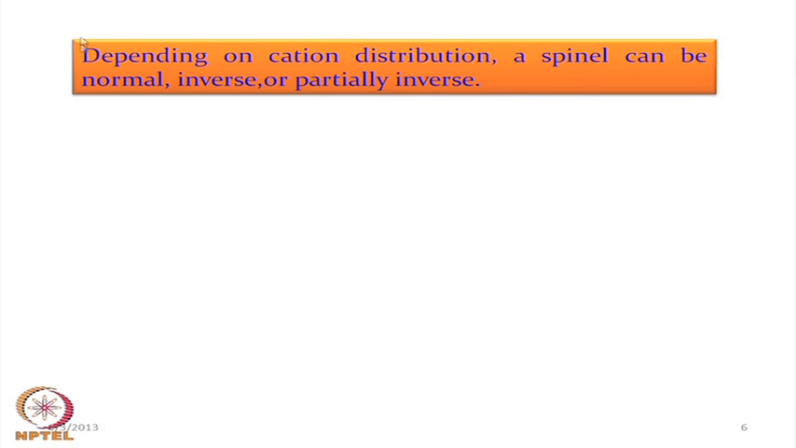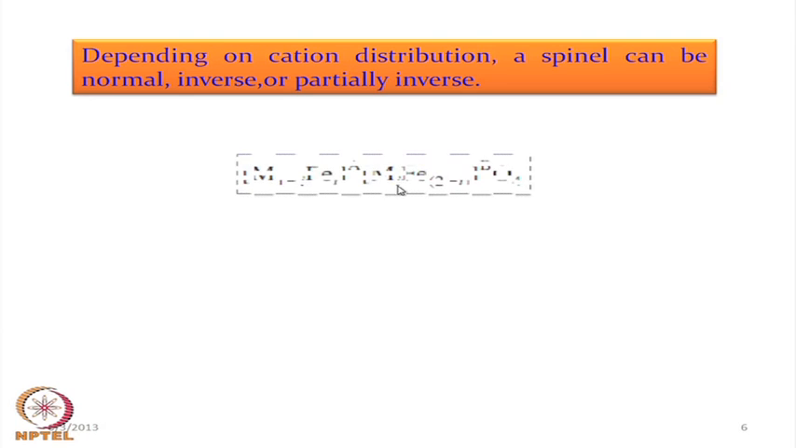So, we can also have, depending on the cation distribution, apart from these two arrangements that we have seen, the normal as well as the inverse arrangement, a partially inverse structure. A partially inverse structure is one where we cannot move all of one particular type of metal ion, the bivalent or the trivalent, entirely from the octahedral site to the tetrahedral site or the reverse.